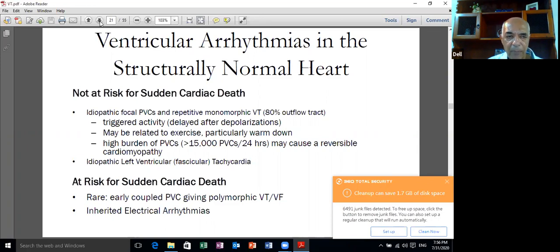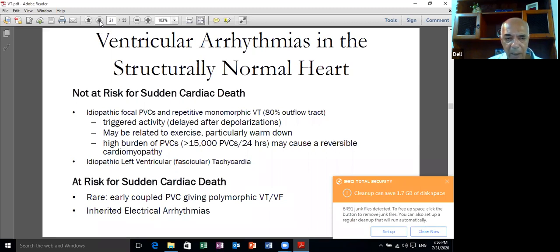And the second type of this relatively benign ventricular tachycardia is what we call Belhassen tachycardia, or idiopathic fascicular or idiopathic left ventricular tachycardia. Both of these conditions are benign. They need ablation. They do not need an ICD. They very rarely result in sudden death.